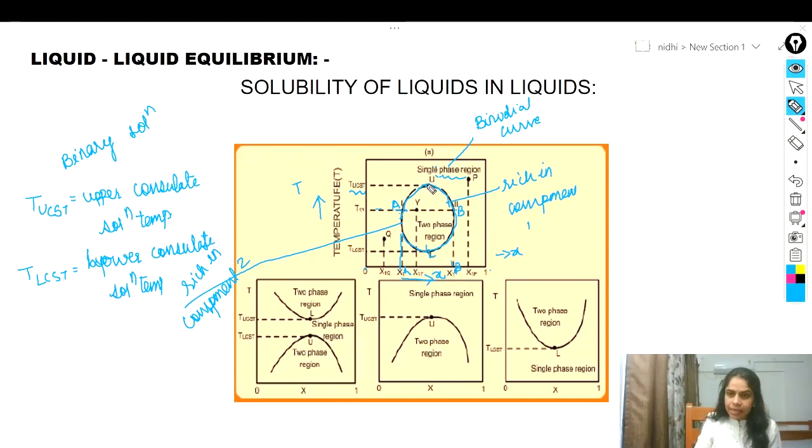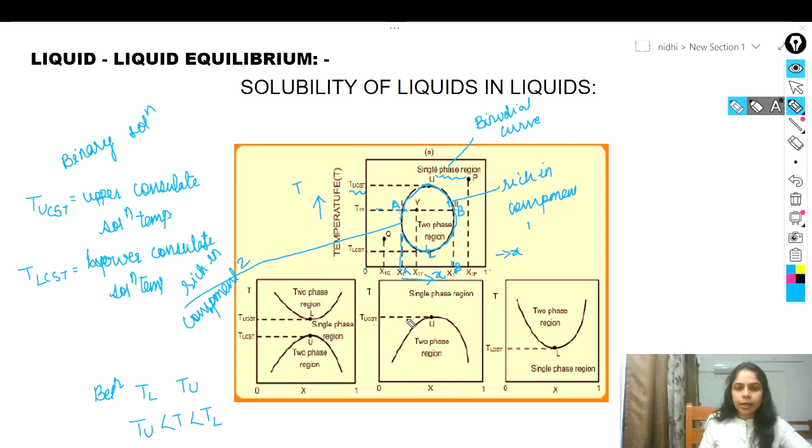So this is the highest temperature at which phase separation occurs, and this is the lowest temperature at which phase separation occurs. Between TL and TU, liquid-liquid equilibrium is possible, and below and above this, a single phase is obtained. Now, consolute points U and L are the same as critical points of pure components.